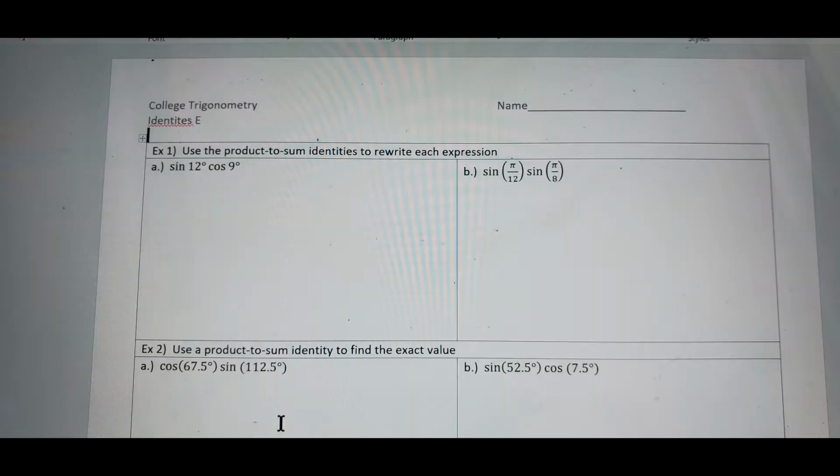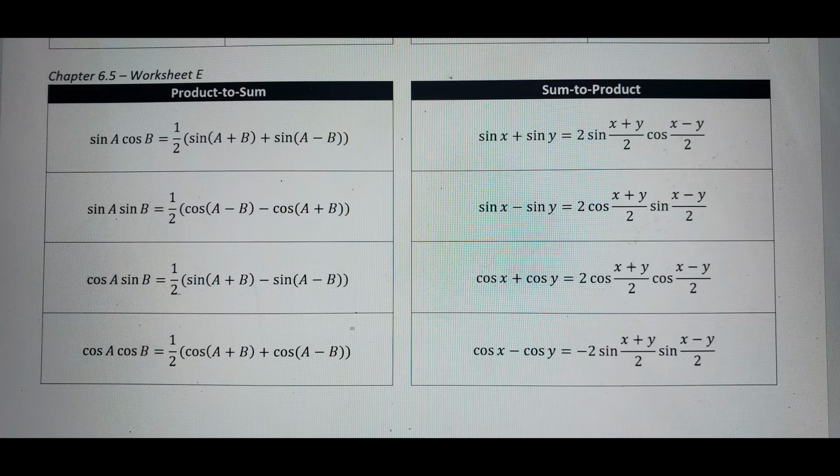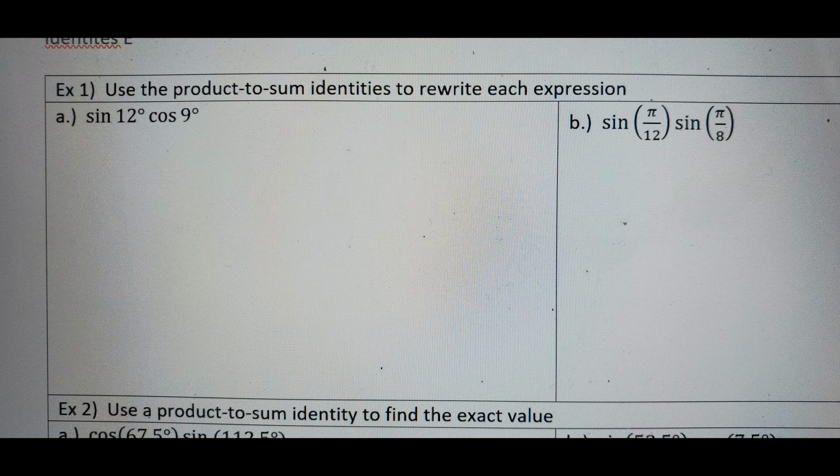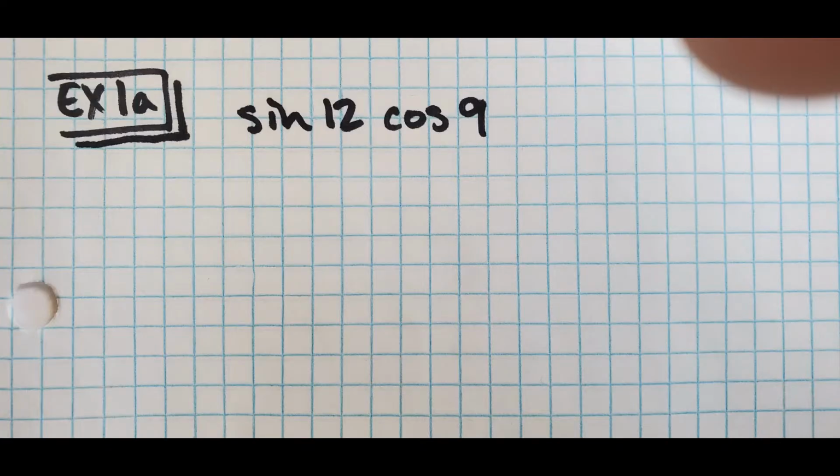Okay, so let's look at worksheet E real quick. Once again, there's a bunch of examples at the beginning of the worksheet, and I'm going to work through those. And hopefully that will help you when you get to your part of it. So with example 1A, we are going to be using all the product to sum and sum to product formulas. So if you haven't copied these down yet, please do so, and you'll have everything you need to do this worksheet. So looking at example 1A, we have sine of 12 degrees times cosine of 9 degrees.